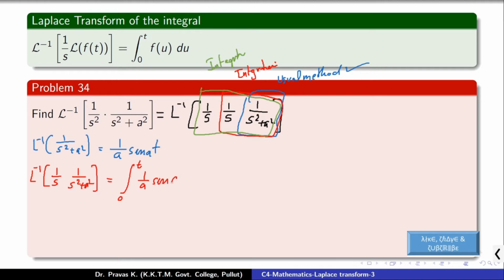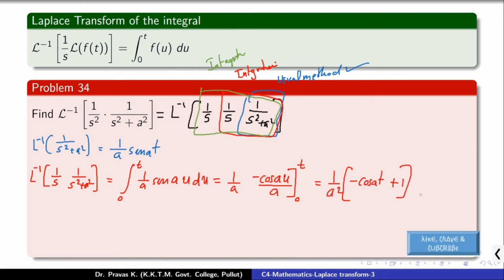So here there is a change of variable from t to u. So now the answer becomes 1 by a times the integral of sin au, which is minus cos au divided by a. Substituting the values from 0 to t, we have 1 by a square times, when you substitute t you will get minus cos a t, and when you substitute 0 you get a minus of minus 1, that is plus 1.